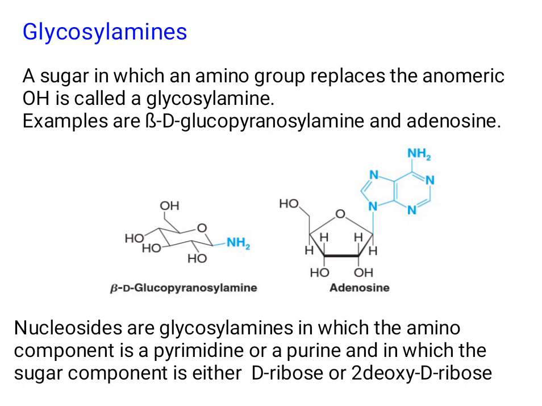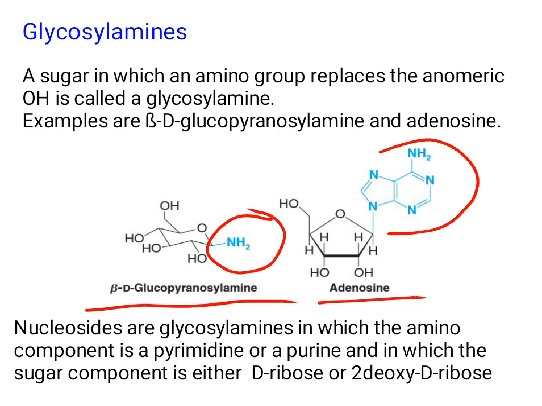A sugar in which an amino group replaces the anomeric hydroxyl group is called a glycosylamine. Examples are beta-D-glucopyranosylamine and adenosine. So this is the structure of beta-D-glucopyranosylamine, where this NH2 is replacing the anomeric hydroxyl group, and this is the structure of adenosine, where this group is replacing the anomeric hydroxyl group.